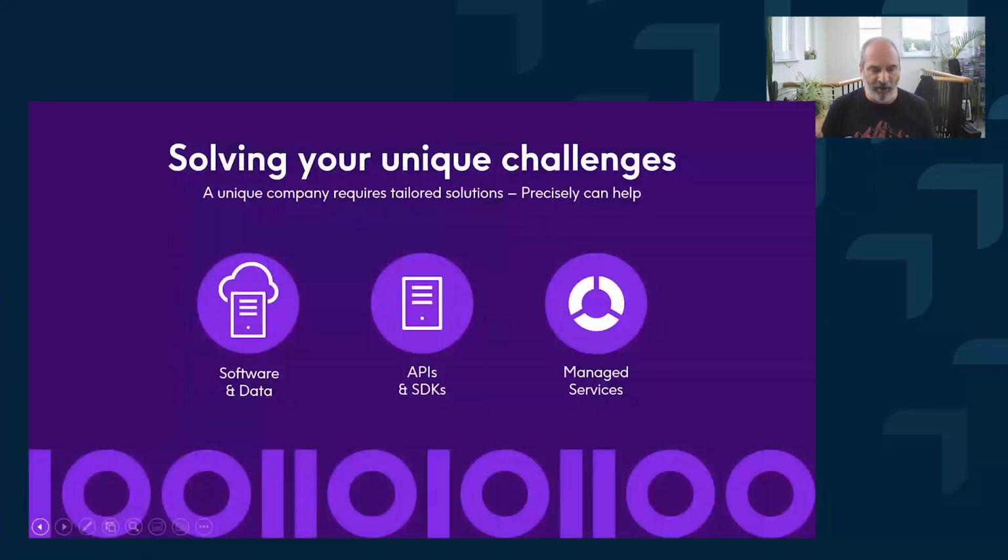So you can look at on premise, cloud services, or if you want an organization that manages all of that for you, then Precisely is a company that can work with you to do all of those capabilities.